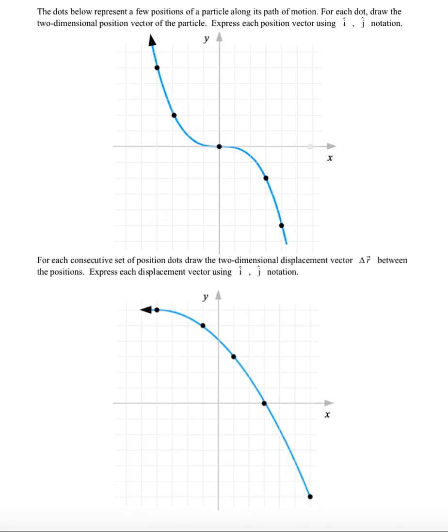The dots below represent a few positions of a particle along its path of motion. For each dot, draw the two-dimensional position vector of the particle, and then express each position using i and j notation. I'll let you answer this on your own scrap paper for a moment, and then I'll give my answers.